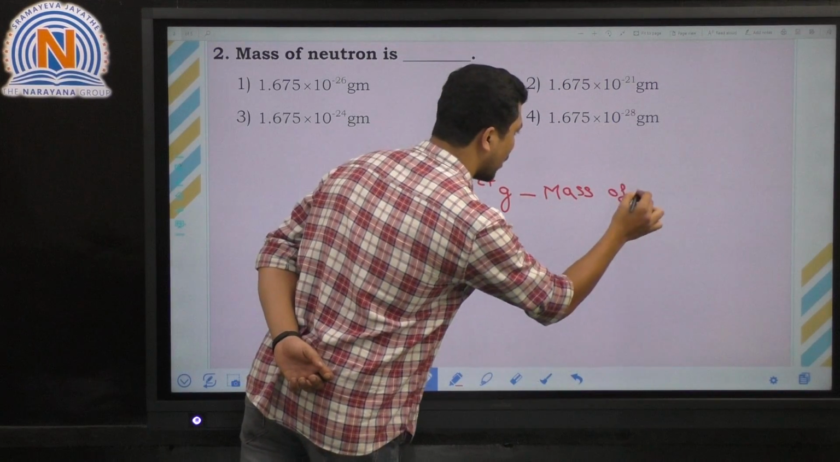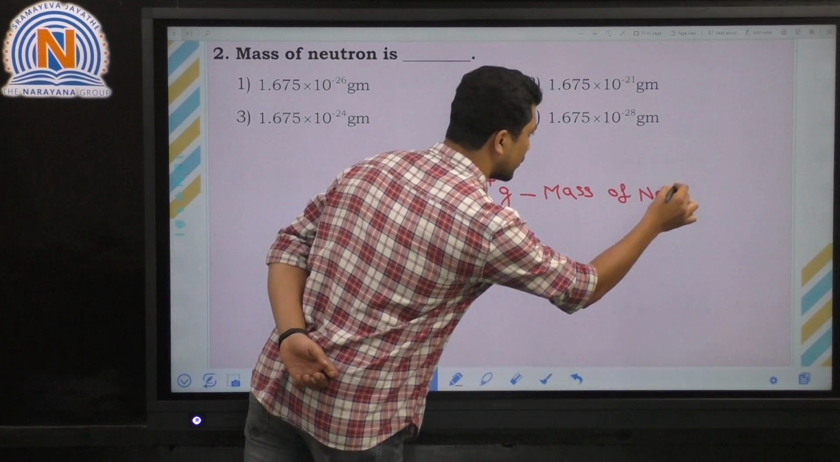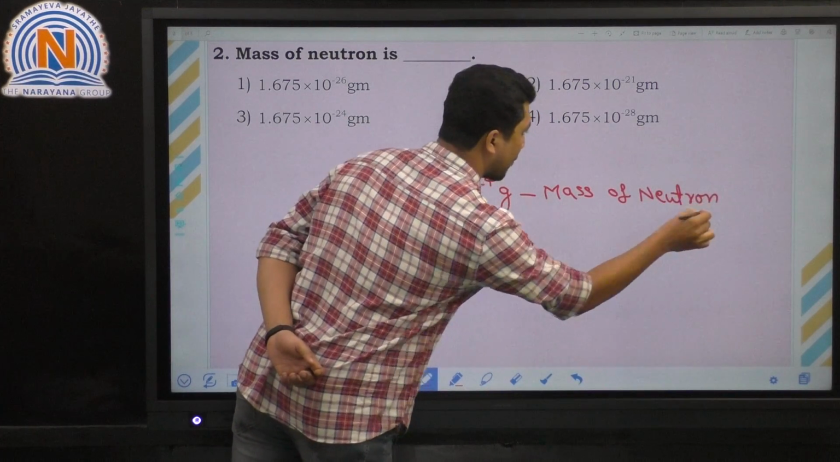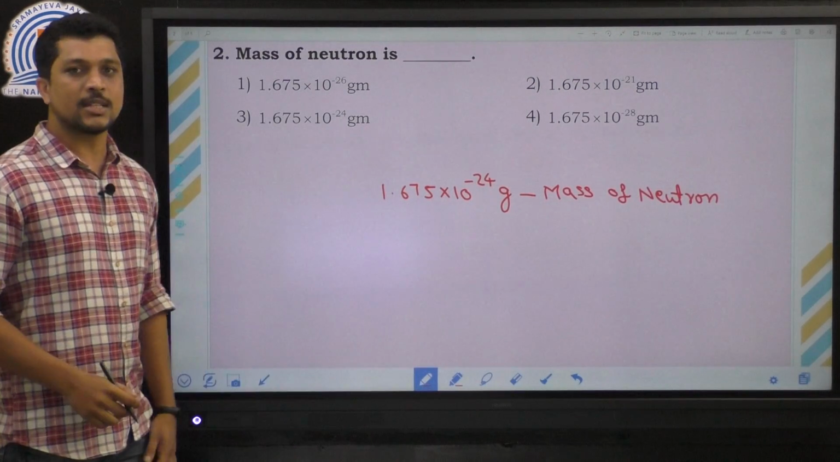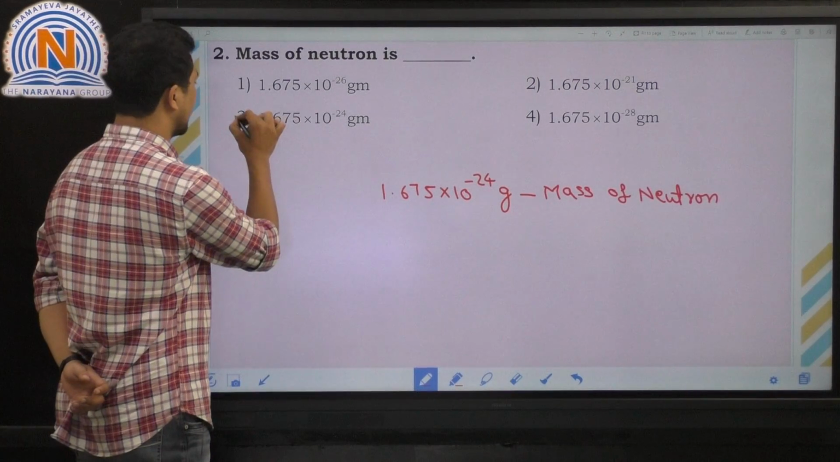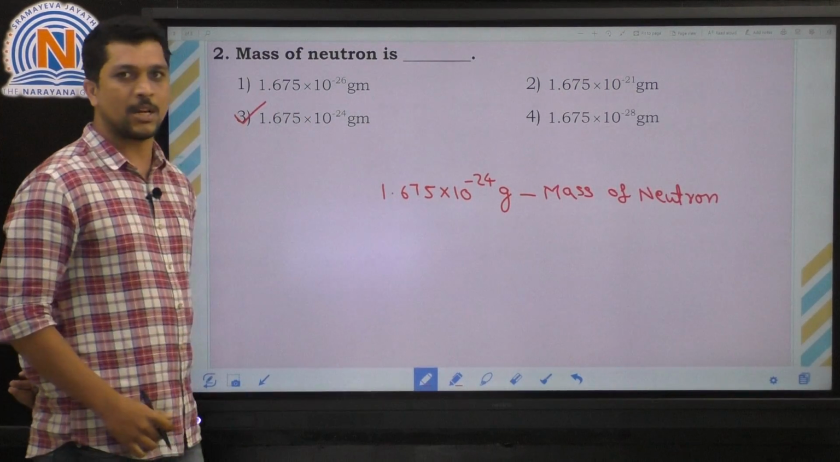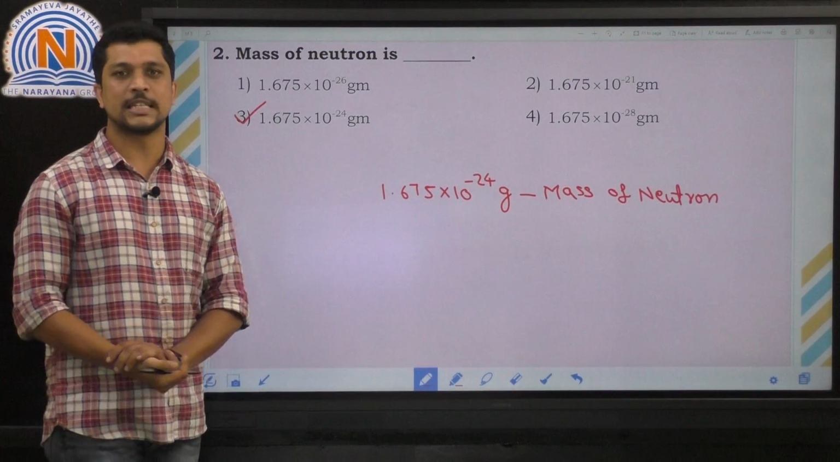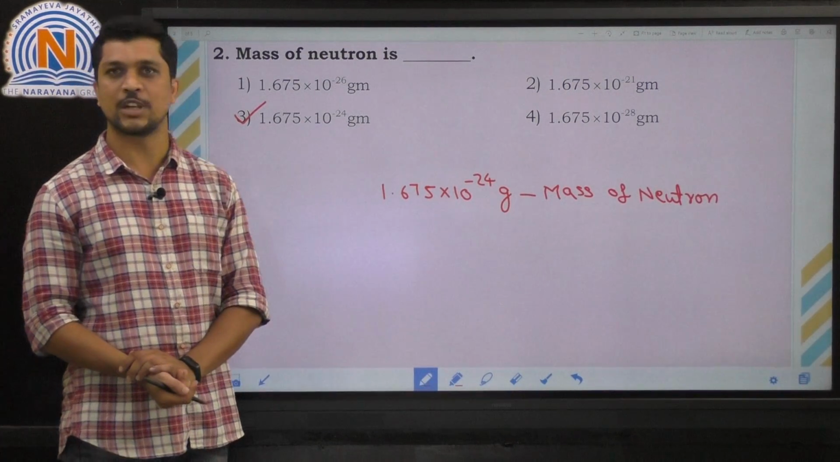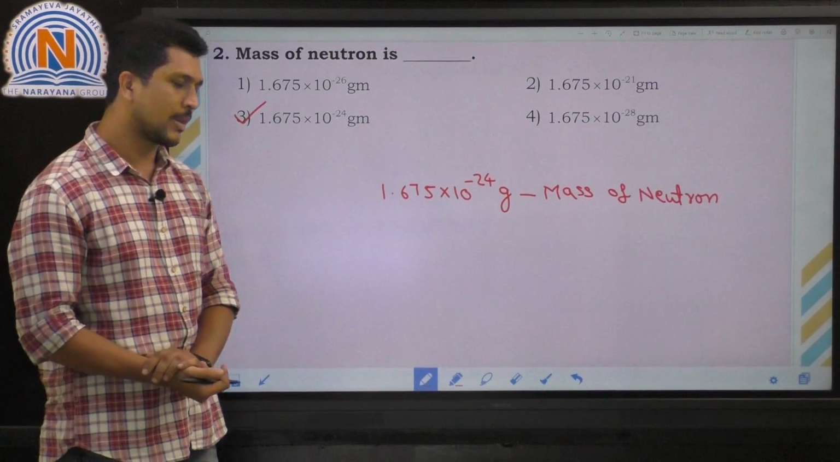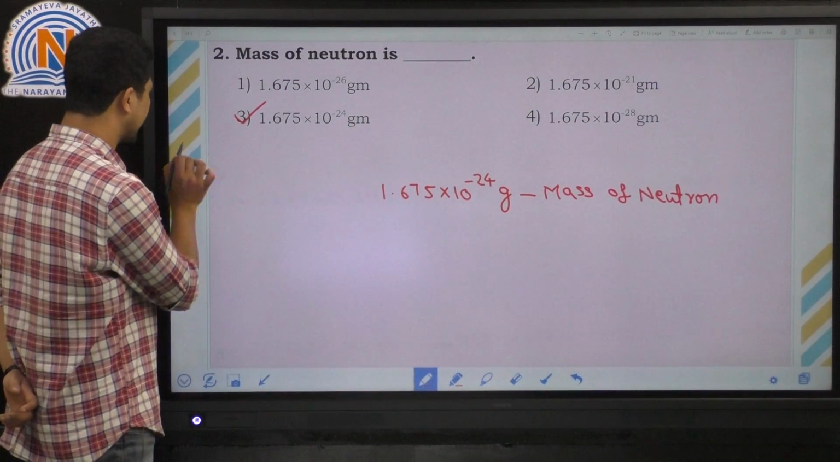Mass of neutron. So the correct option is third option. Mass of neutron is 1.675 into 10 power minus 24 grams. Let's move on to the next question.